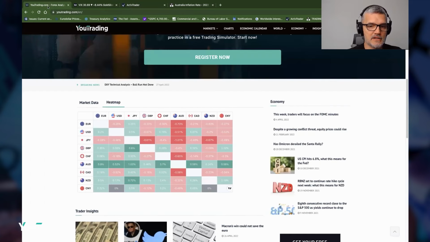And if we just go back to YouTrading.com/heat map, you can see the bottom left-hand corner is mainly green, top right-hand corner is mainly red. So it's more of a risk on day. So looking for commodities to sort of carry on doing well.